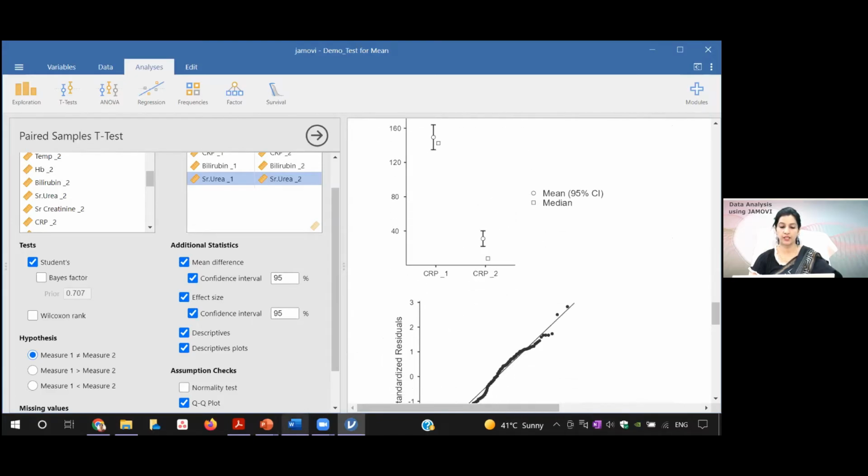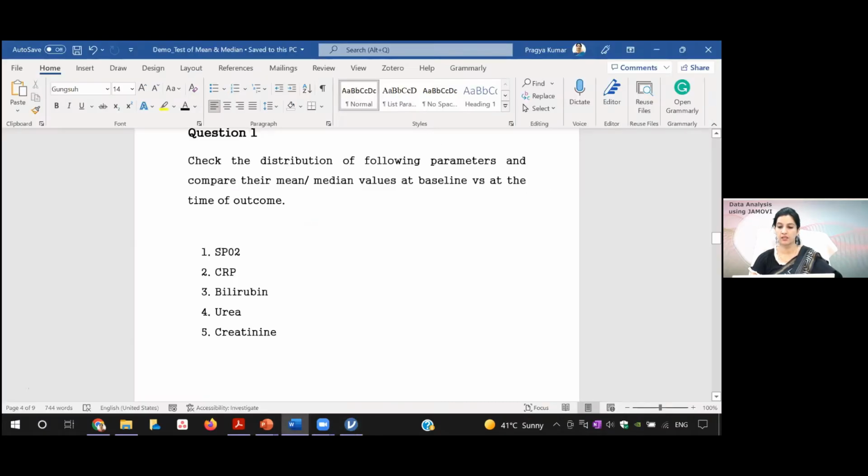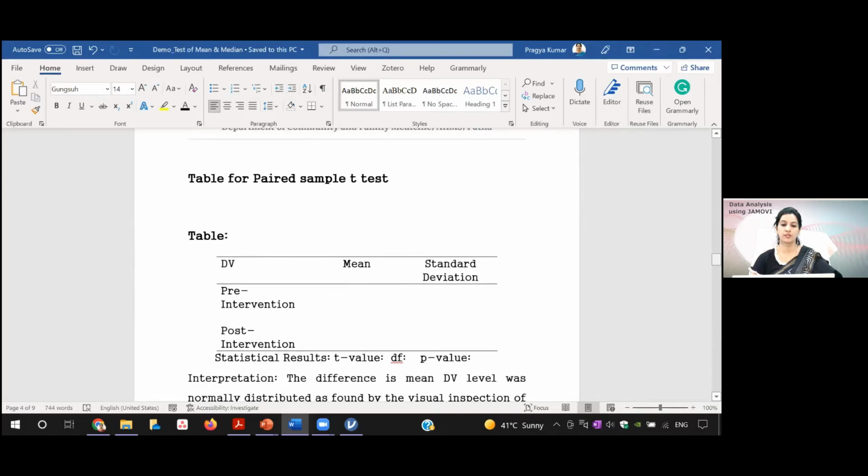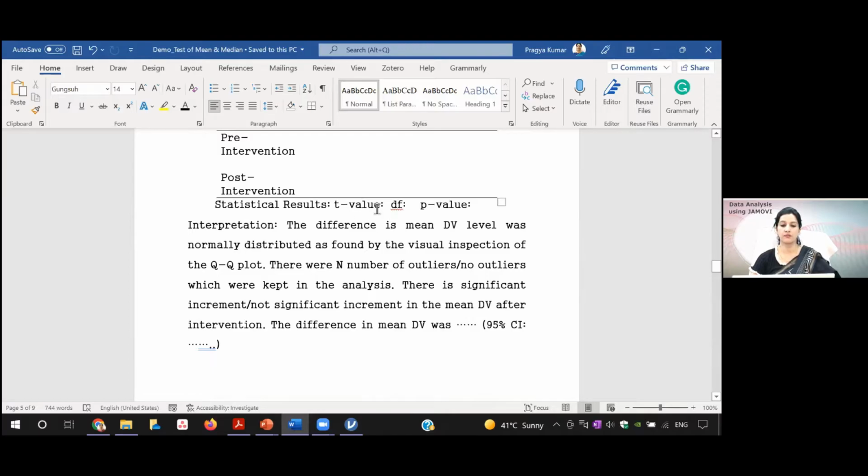So if you have to write the interpretation for this, then again you have to include the assumption testing also. So you have to write the pre-intervention mean values and standard deviation, post-intervention mean values and standard deviation. This is for one variable. Like if you have many variables and you want to do many paired t-tests, then you can write pre and post-intervention and difference of mean also. You have to give the value of p-value and interpretation.